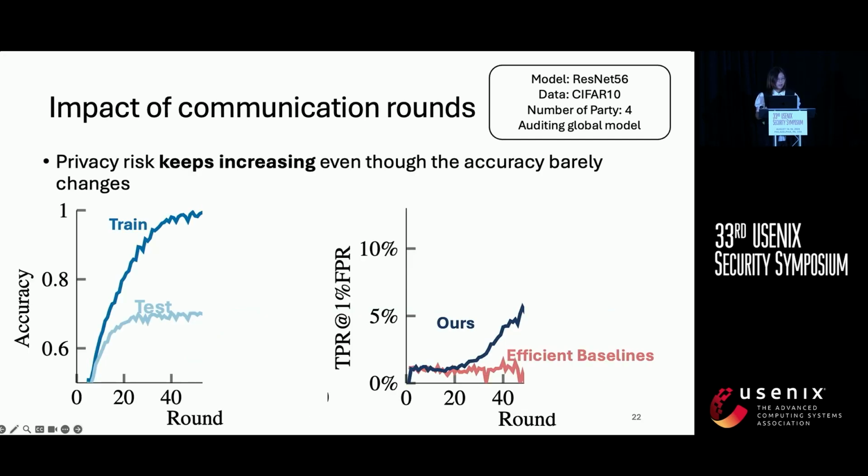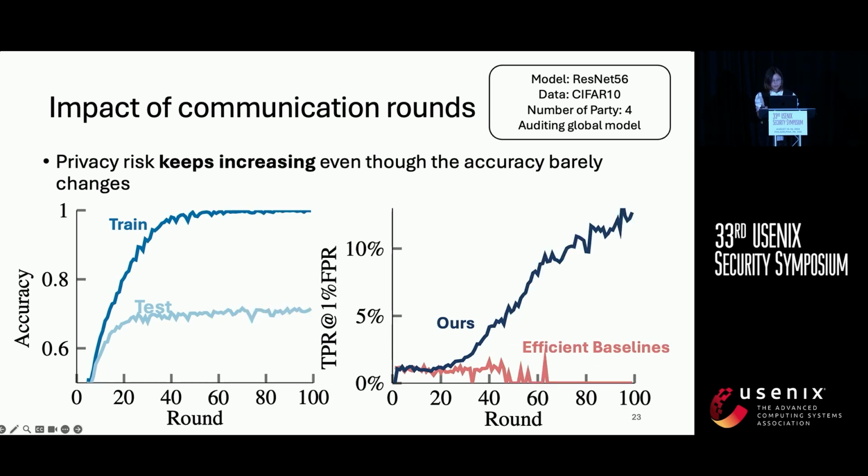Due to the efficiency of our auditing algorithm, now we can study how different factors could influence the privacy risk in federated learning. And this analysis is prohibitively expensive using prior strong membership inference attack algorithm. Here, I'm showing you how the privacy risk evolved over time, along with the model performance. We can see that after round 50, even though the model performance remained almost stable, the privacy risk continued to increase. However, if you use the efficient membership inference attack baselines, those algorithms fail to capture the increasing pattern in this context.